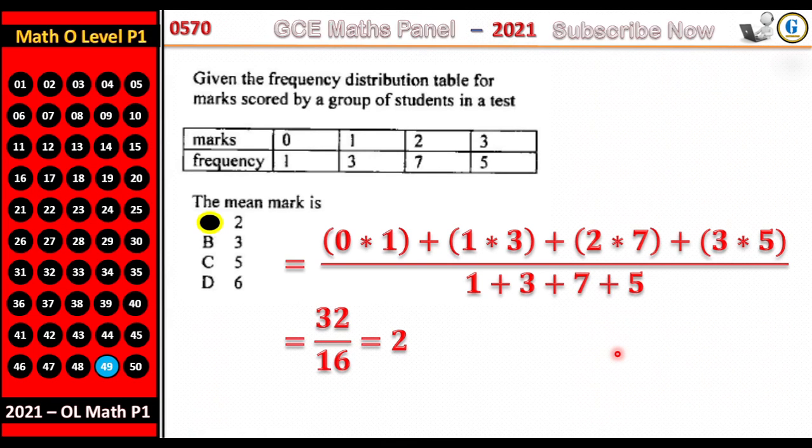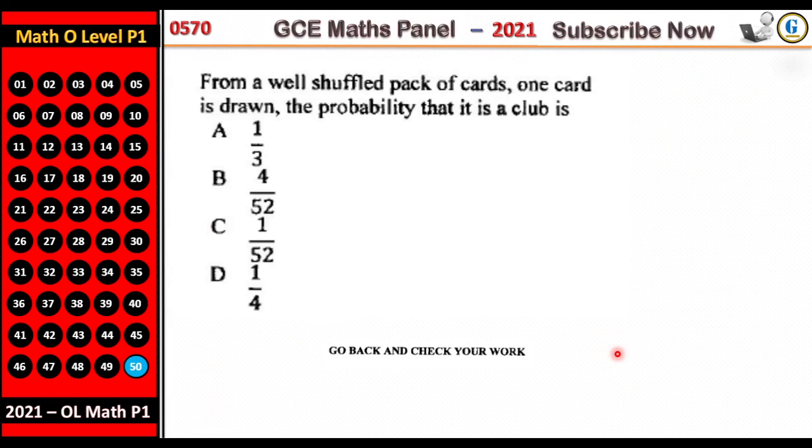And last but not the least question: from a well shuffled pack of cards, one card is drawn. The probability that it is a club is... now in mathematics, when you're considering a pack of cards, we don't consider the joker. If you don't know the joker, it is what people call tap 4. So we don't consider that one. There are 54 cards, and when you remove the 2 jokers, you are left with 52 playing cards.